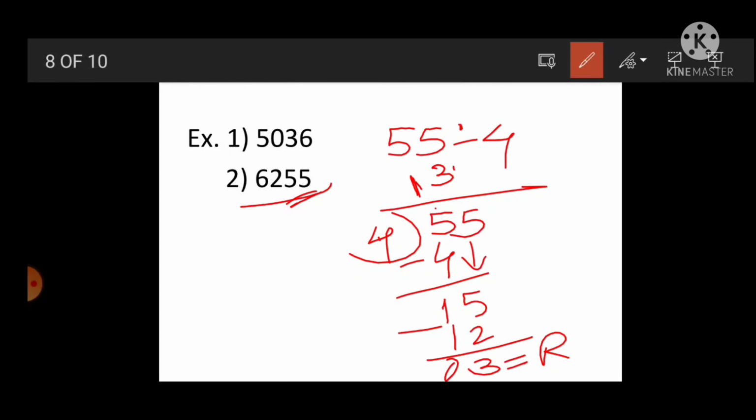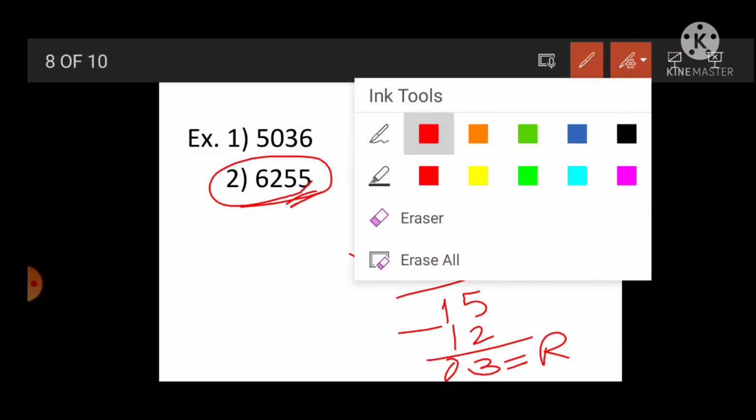So this whole number, 6255, is not completely divisible by 4. Yes, we can easily tell this. So we only have to study this divisibility test. Okay. See the third example.